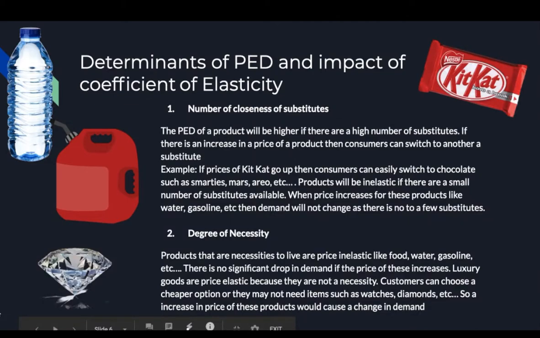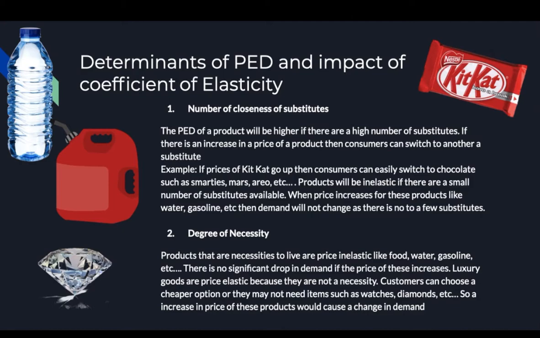The determinants of PED and the impact of the coefficient of elasticity. The first determinant of PED is the number and closeness of substitutes. This means the PED of a product will be higher if there are a high number of substitutes. If there is an increase in the price of a product, then consumers can switch to another substitute.